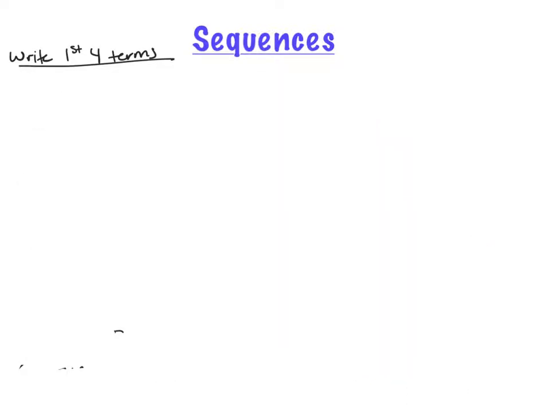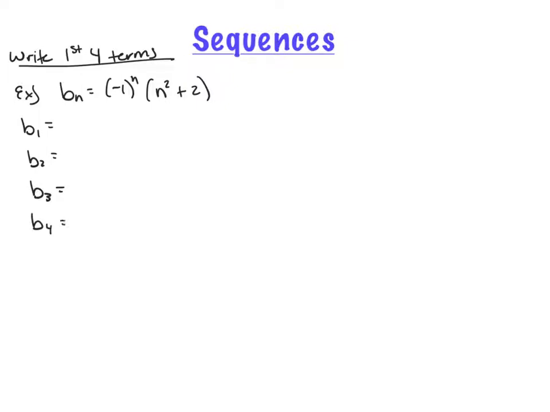Let's do a couple more examples. So when we're writing out the first 4 terms, let's say we're writing out the first 4 terms, and we'll define the sequence to be b sub n, and we'll make this one negative 1 to the n times n squared plus 2. Okay, so again, we're just writing out the first 4 terms, so we want the first term, second term, third term, and fourth term. And those give us all of our n's.